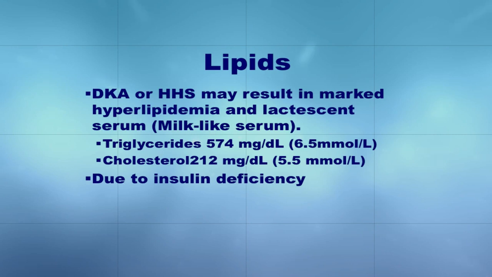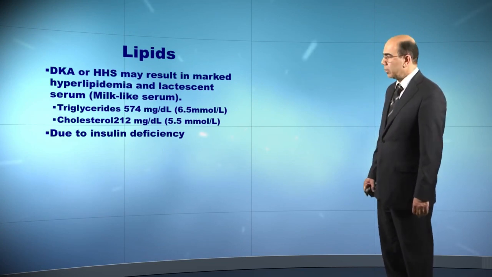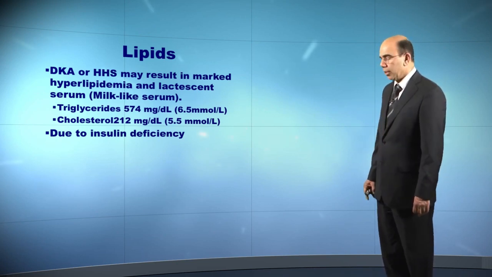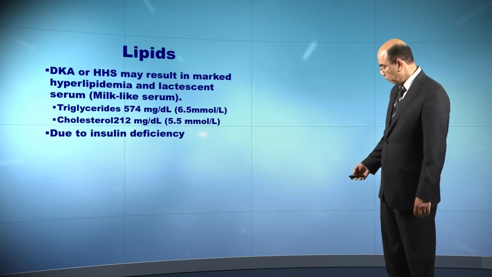Normally, we do not measure lipids. However, if they are measured, it's not unusual to see triglyceride levels in excess of 574 milligrams per deciliter and cholesterol level around 212 milligrams per deciliter. This is, of course, due to insulin deficiency and lipolysis.